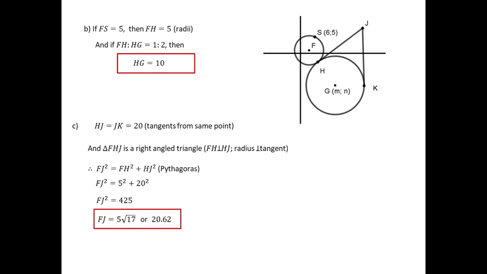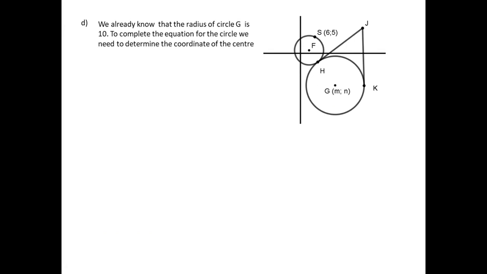Now question D, which I believe from my memory was to determine the equation for the circle with a center G. Let's have a little look-see. So we already know what the radius of this circle is. Whoopsie, it's 10. We figured that out for question B, that this is 10 units long, so we know what the radius is.